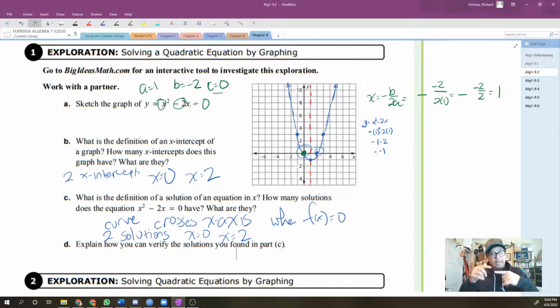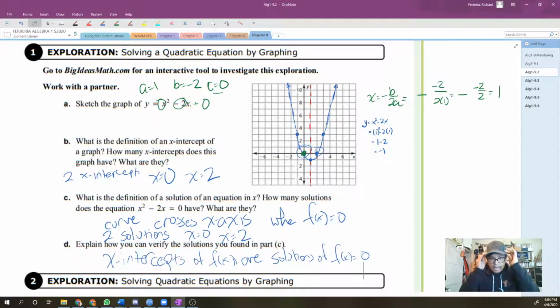Whoa, wait a minute here. Is that a coincidence? We got the same answer for part B and part C. And no, it's not a coincidence. The x-intercepts of f of x are the solutions to f of x equals 0. That is a very, very powerful theorem, and we're going to be definitely using that in the future.